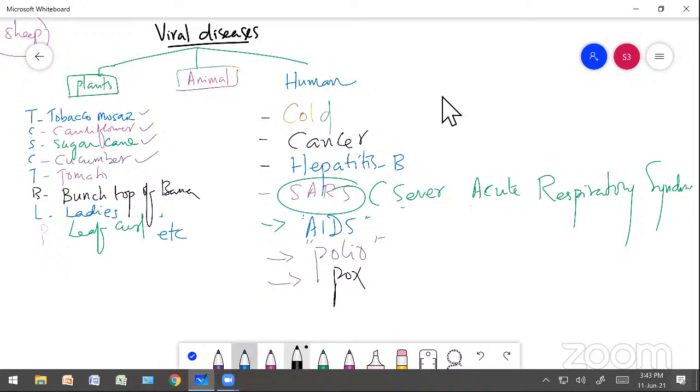The next category is chickenpox. Pox is of several types, right? Chickenpox, etc. And one more category I can say, measles. And the next one, mumps disease.